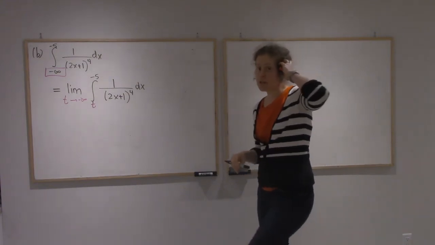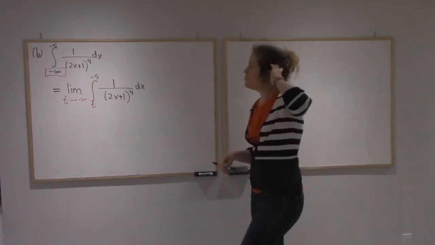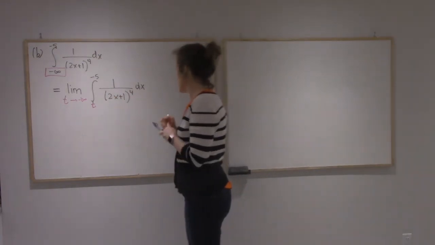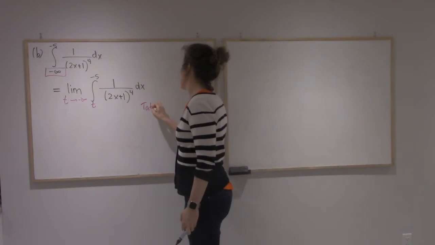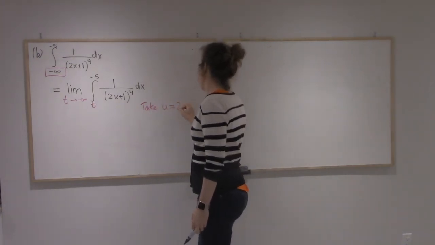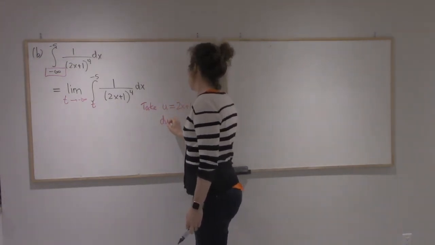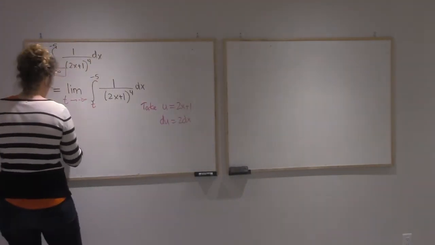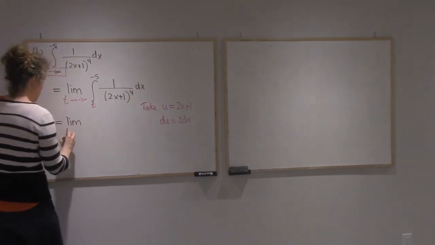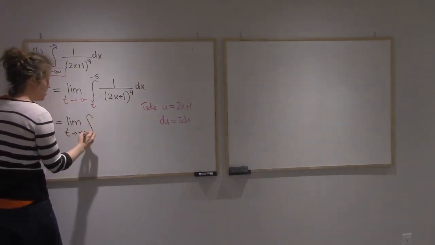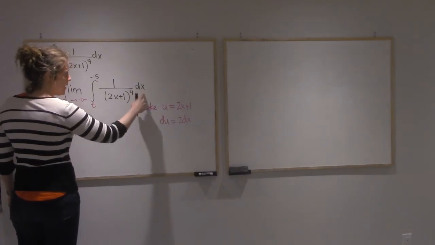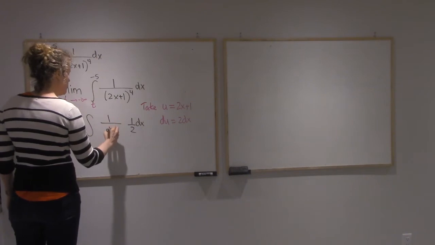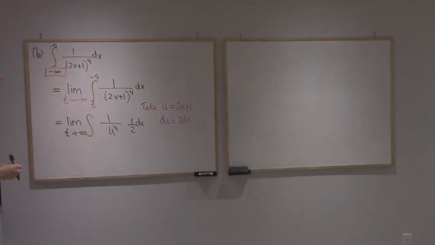At this point, I can use any technique I want. I'm going to use substitution. I'm going to replace this by a new variable. So I'm going to take u to be 2x plus 1. Du will be 2dx. So I'm going to end up with 1/2 du as my dx, 1 over u to the 4 instead of this.